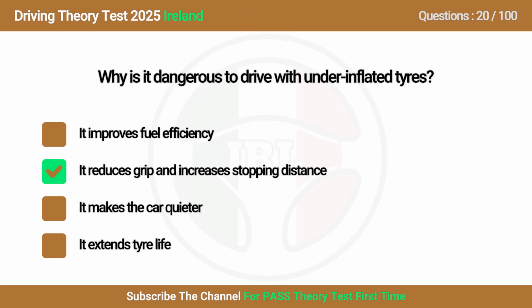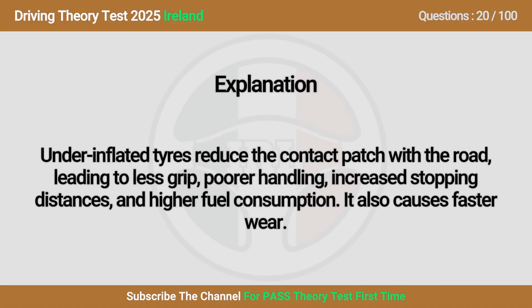Answer is B. It reduces grip and increases stopping distance. Worn tires reduce the contact patch with the road, leading to less grip, poorer handling, increased stopping distances, and higher fuel consumption. It also causes faster wear.